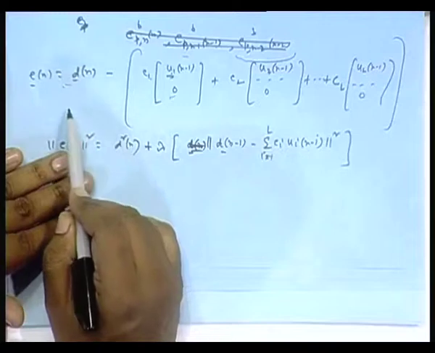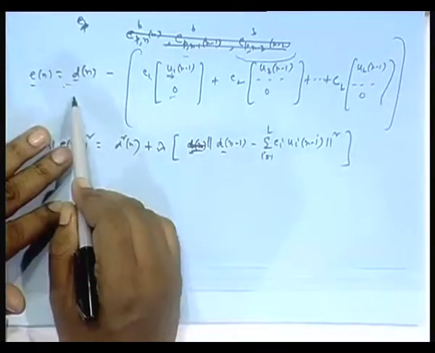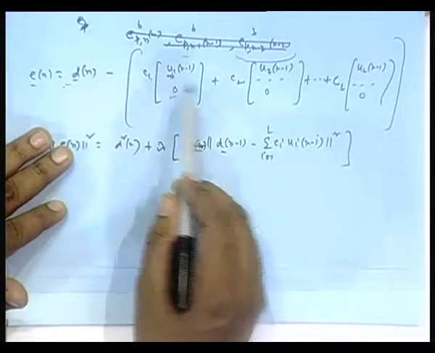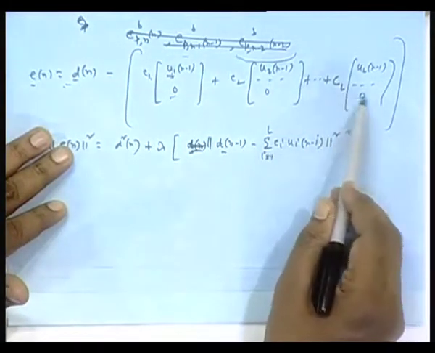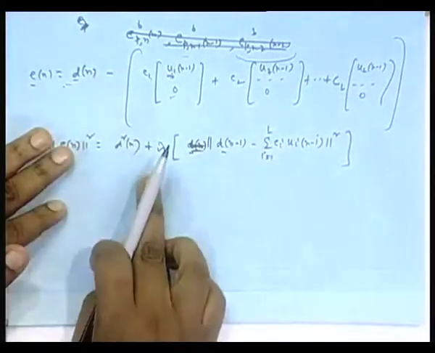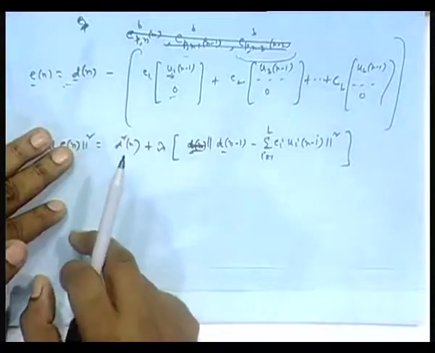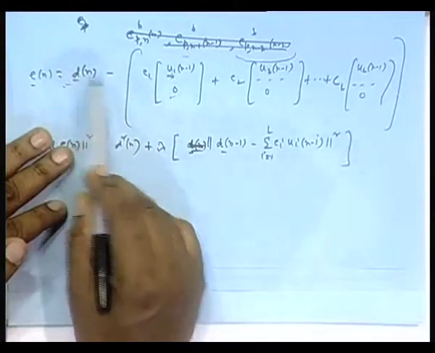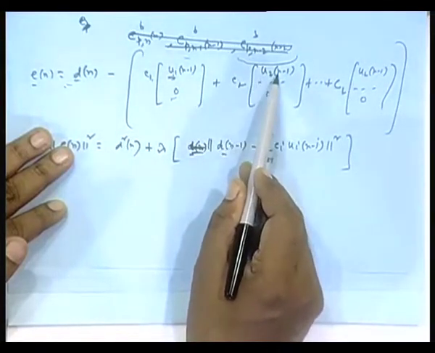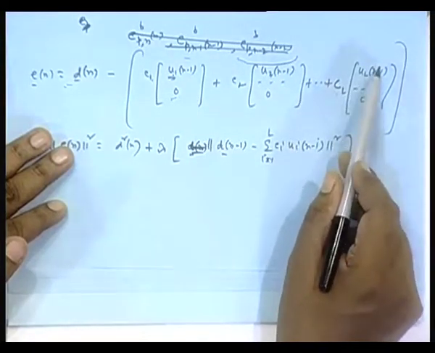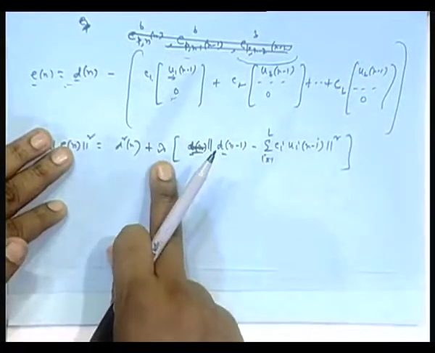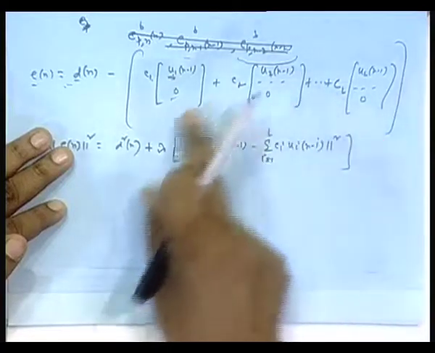The last but one term is d n minus 1. Last is dn, last but one is d n minus 1. That time C1 times u1 at n minus 1, C2 times u2 at n minus 2, CL times uL at n minus L. That combination, that error, squared and multiplied with lambda. Lambda I am taking common. Then again d n minus 2 minus C1 times u1 at n minus 2, C2 times u2 at n minus 2, CL times uL at n minus 2, that error squared multiplied by lambda, because lambda has been taken common, and so on and so forth.